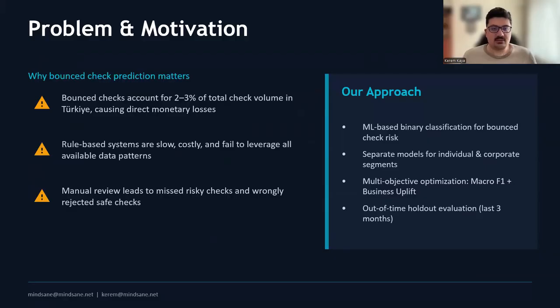Currently there are rule-based systems that do not get all the coverage from the data. If we implement artificial intelligence and machine learning models, we can use all the data available and use everything at our hands to check whether or not these checks are safe. Also, manual reviews can miss risky checks and wrongly reject safe checks.